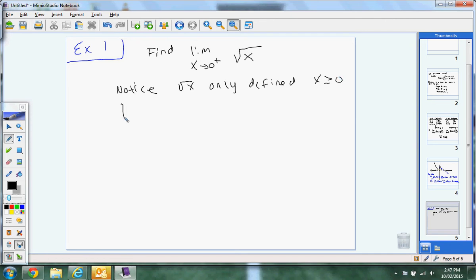Therefore, coming from the right, because it looks like this, is the only option. I can only come from this way. I can't come from this way. So if that's the case, we can plug in 0 and we just get 0. The limit is 0. Since we can't test the left side, the right side's all we have, and that makes it exist. So the limit exists at 0.